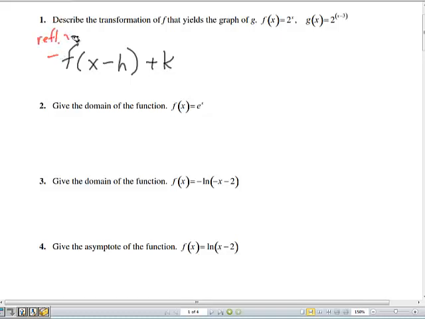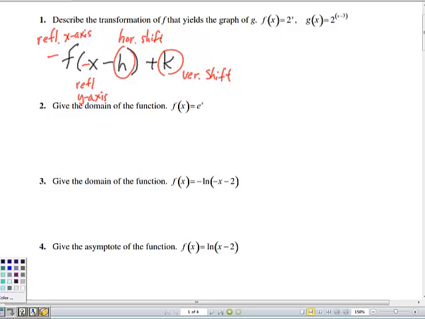Reflection on x-axis. And this one in here would be a reflection on the y-axis. This is your horizontal shift. And this is your vertical shift. So in this problem, we have a -3, so this is a horizontal shift. So it will be 3 to the right.